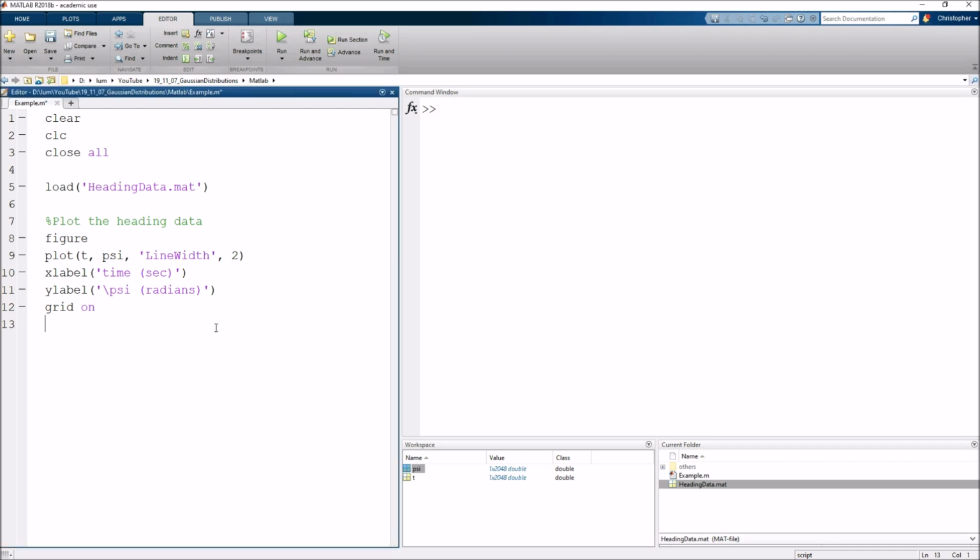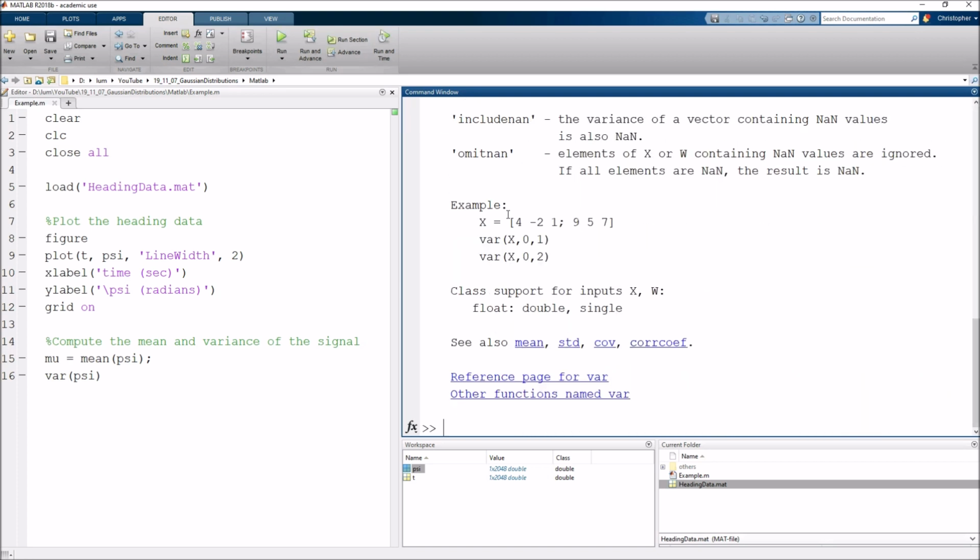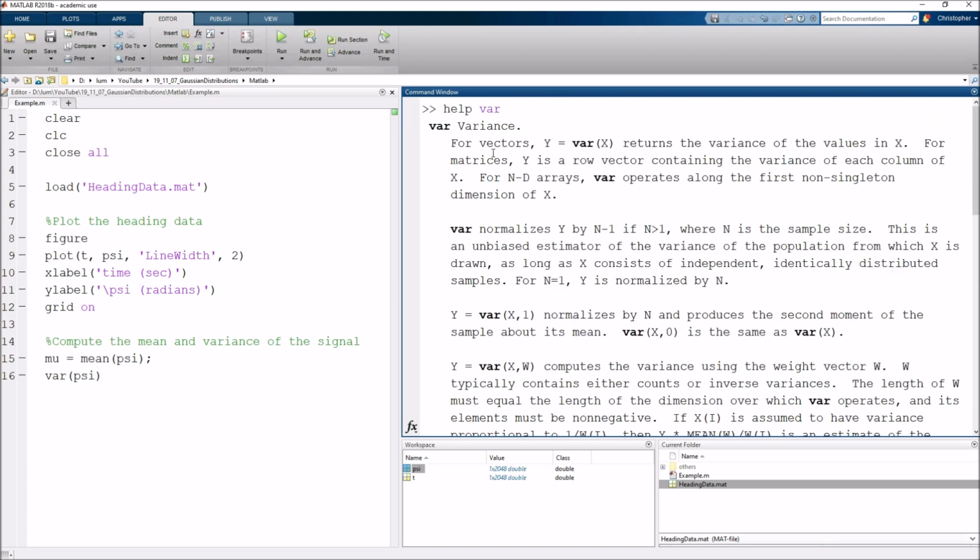So let's come back over here, and let's go ahead and compute the mean and variance of the signal. We know that the mean and the variance are defined for any signal. It doesn't have to be Gaussian. In fact, there's nothing that said that Gaussian or normal distributions come into play here at all. So I'll get the mean by just calling MATLAB's mean function, and then I'm going to get the variance using the var function. If you say help var, it says that it gives us the variance of a vector.